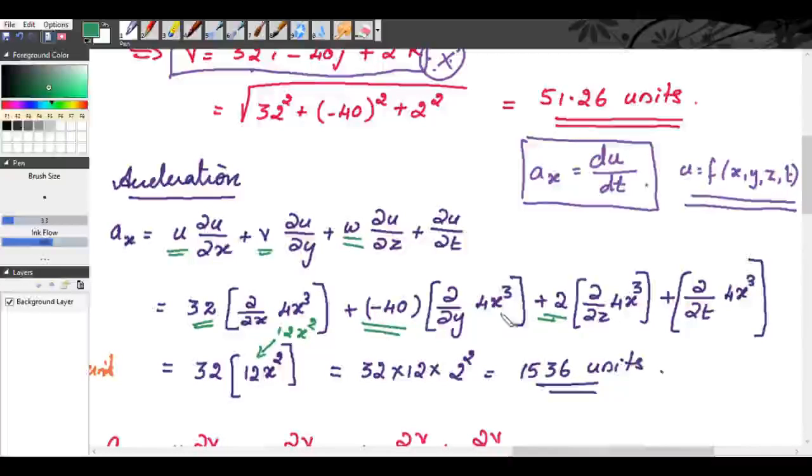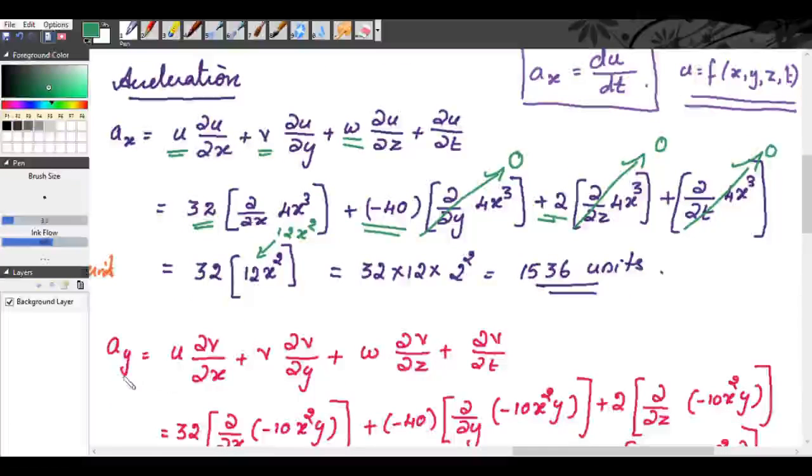Here, there is no y term, so the differentiation with respect to y becomes 0. There is no z term, so this becomes 0. There is no t term, so differentiation with respect to t becomes 0. So, we get 32 into 12x². With x given as 2, so 2 square, we get 1536 units.